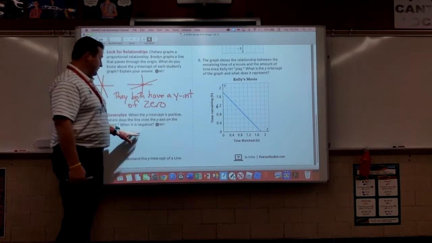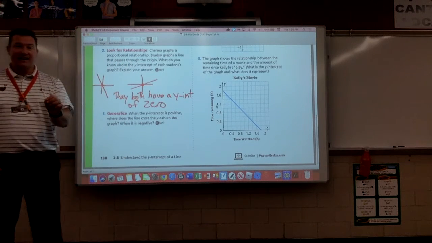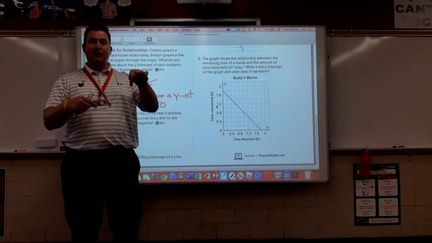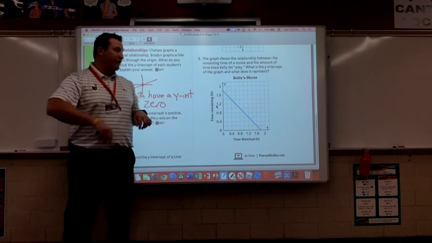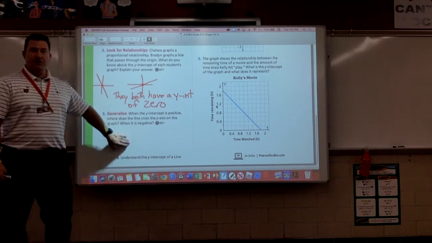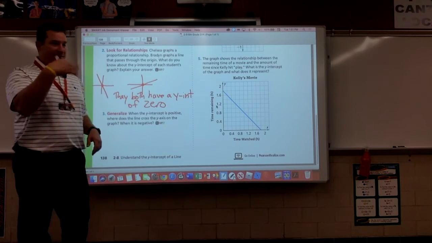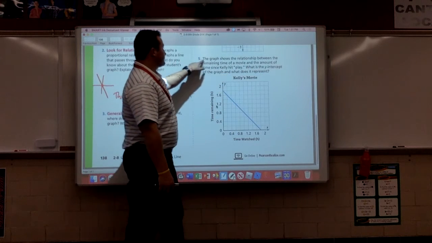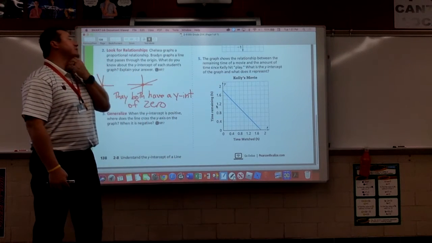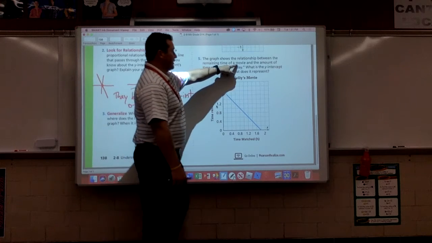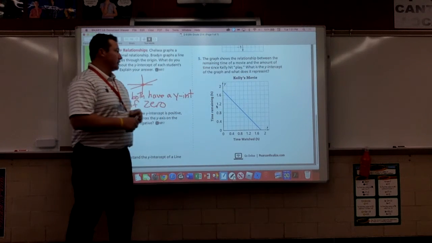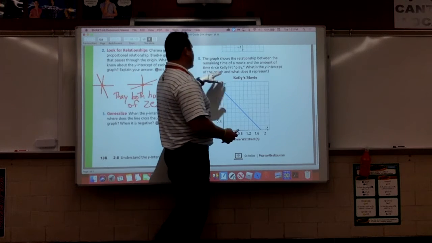Just the opposite is true when it's negative, guys. So when our y-intercept is negative, we will cross below the origin or below the x-axis. So you can write all that right there. I'm not going to rewrite it. But what we are going to do is question number 5. The graph shows a relationship between the remaining time of a movie and the amount of time since Kelly hit play. What is the y-intercept of the graph?